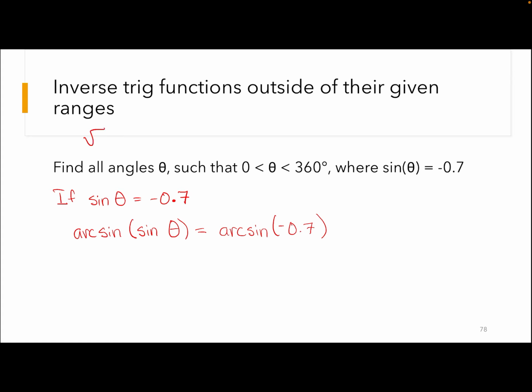The arc sine function has this property, like the square root of x squared equals x, the square root and the square get rid of each other. The arc sine and the sine also eliminate each other.